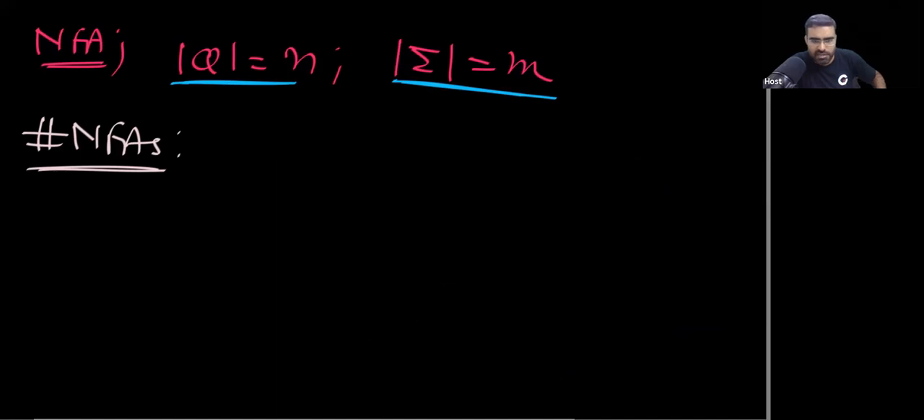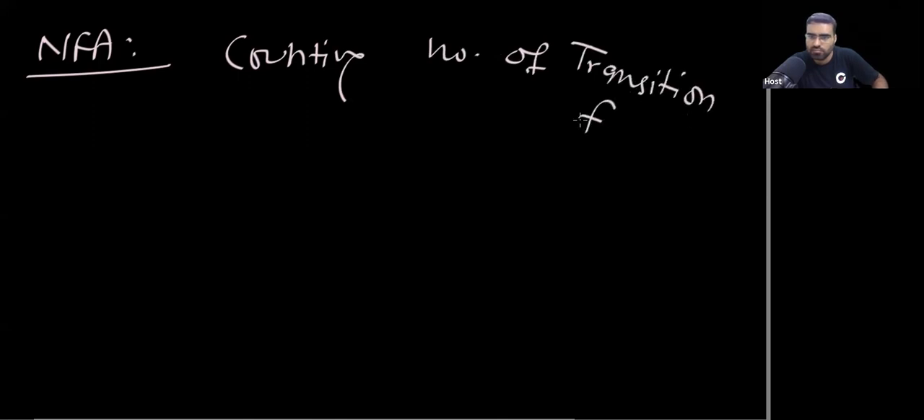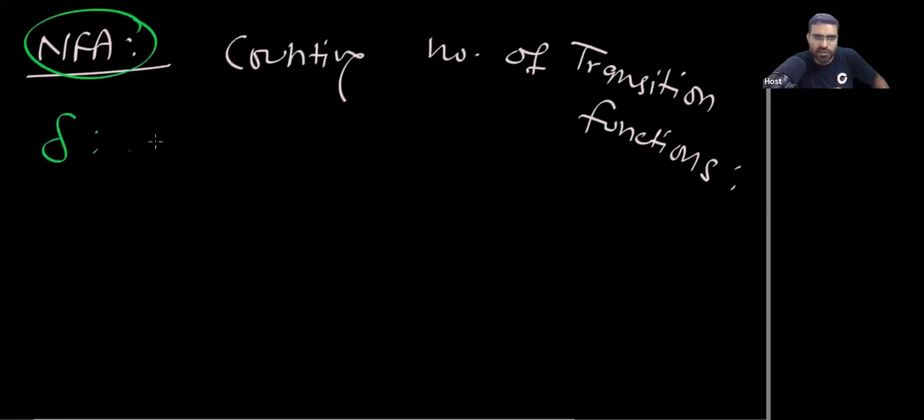In this NFA, the interesting thing is the transition function. In NFA, the interesting thing is the calculation of delta, basically counting the number of transition functions. So tell me, in the NFA, what is the transition function?